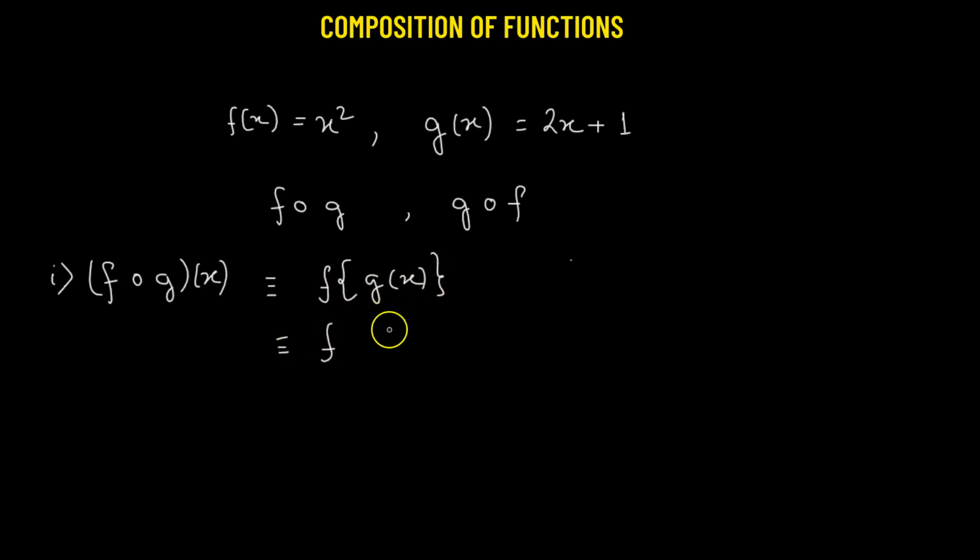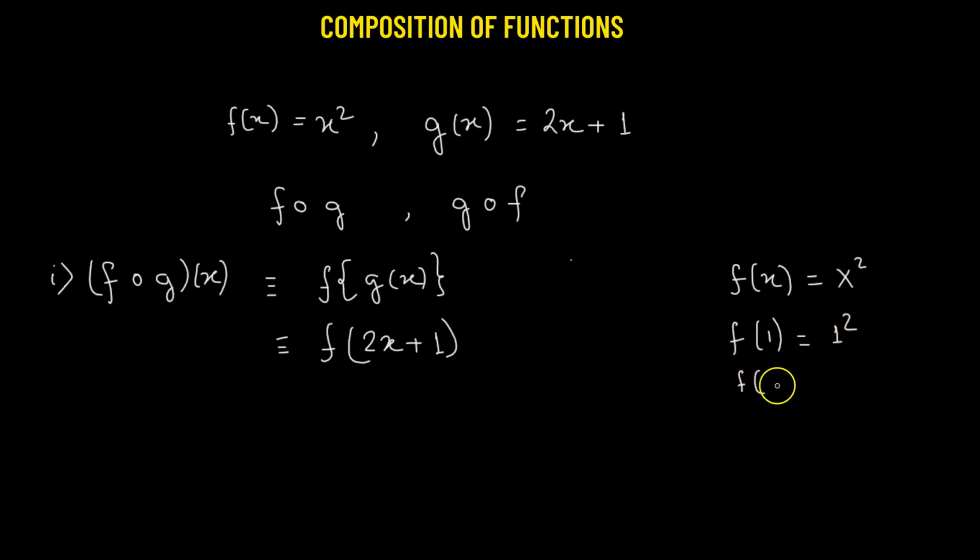So our g of x is given by, so we just replace the value of g of x here. So this is 2x plus 1. Now let's say we have f of x given by x squared. So if we replace x with 1, then f of 1 will become 1 squared. All we have done is in place of x we substituted with the value 1. If we have f of 3, so this will become 3 squared.